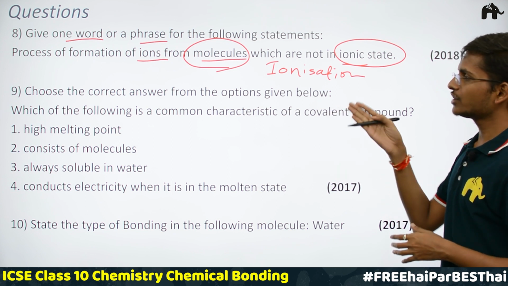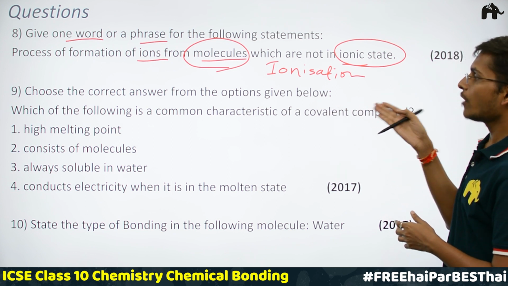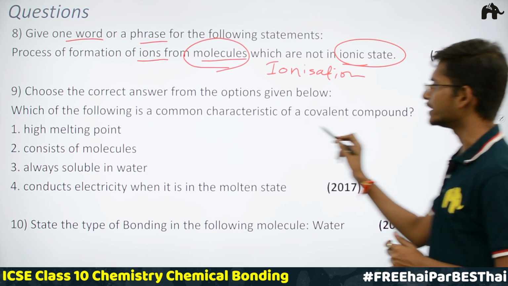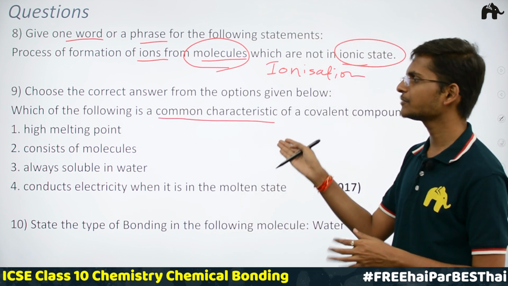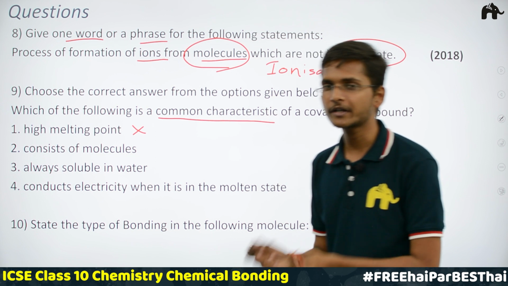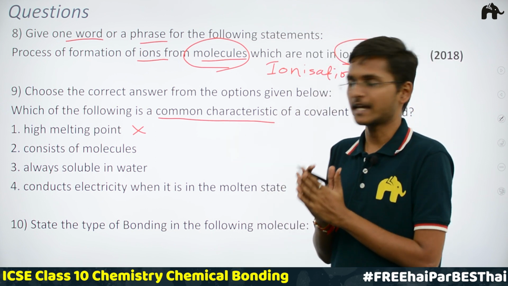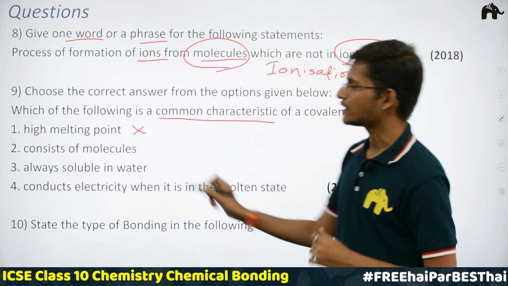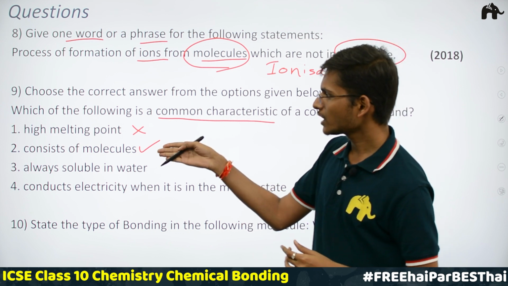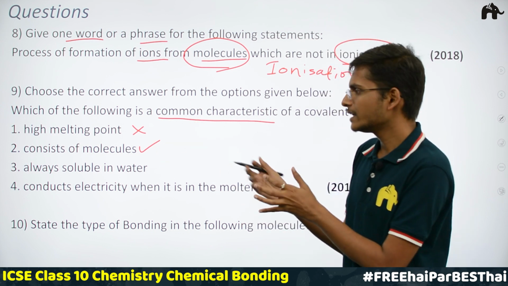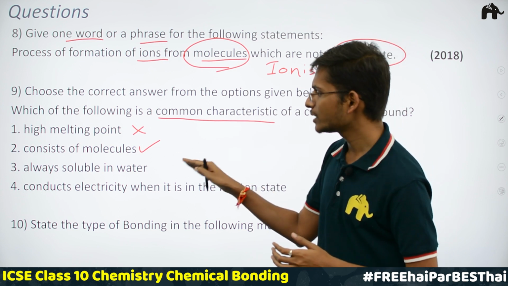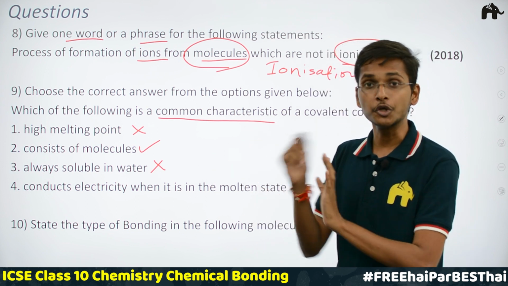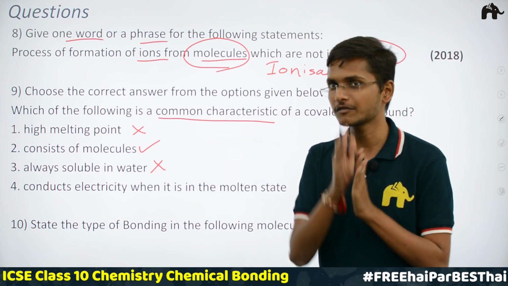Okay, next, choose the correct answer from the options given below. Which of the following is a common characteristic of covalent compounds? Common characteristic. Okay, so first one is high melting point. Absolutely not. Covalent compounds have low melting point. Now, by this time you would have memorized it as well. Okay, the next is consists of molecules. Yes, covalent compounds consist of molecules, right? But we have got our answer, but let's check the rest as well. Okay, let's see what they are saying. Always soluble in water. No, right? Because polar covalent compounds are soluble, but non-polar covalent compounds are not soluble in water, right? We have studied this thing.